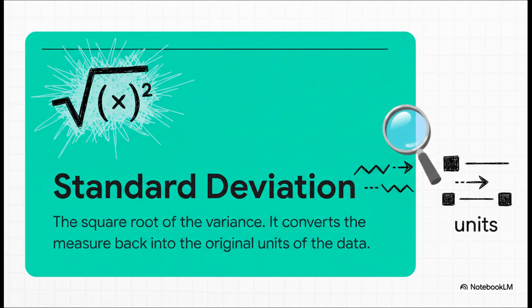This new number is called the standard deviation. And by taking the square root, we bring our measurement of spread back into the original units. So squared points become points again. This is the number we can actually work with.